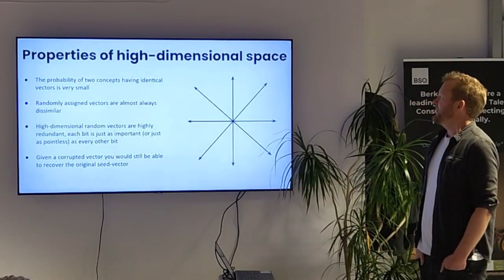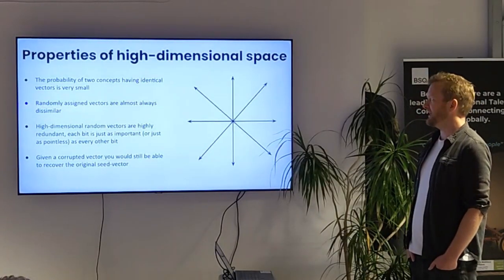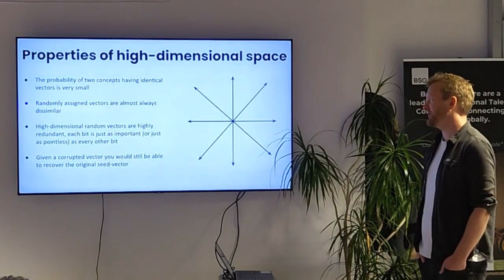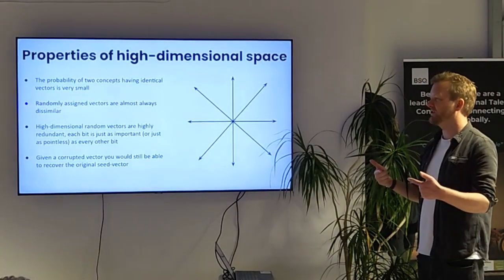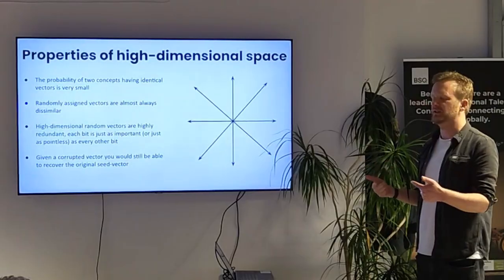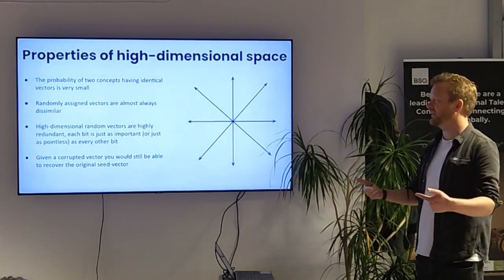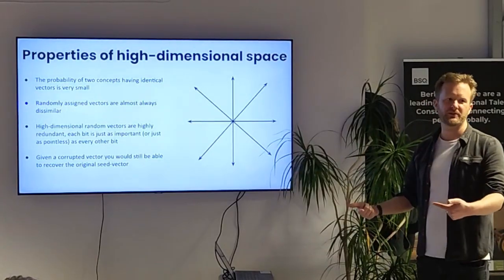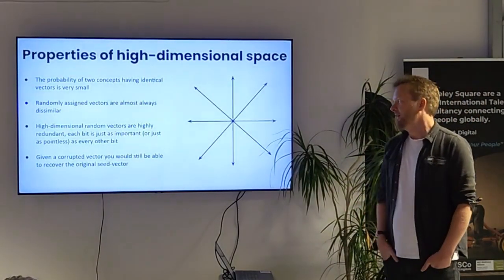So, some of the properties of high-dimensional space. One thing to think about is that the probability of two concepts having identical vectors is very small, to say the least, right? There's no way that you're going to accidentally pick two vectors that have identical sequences of zeros and ones, right? That's like two people tossing exactly the same sequence of coin tosses 10,000 times in a row, right? It's for all intents and purposes impossible.